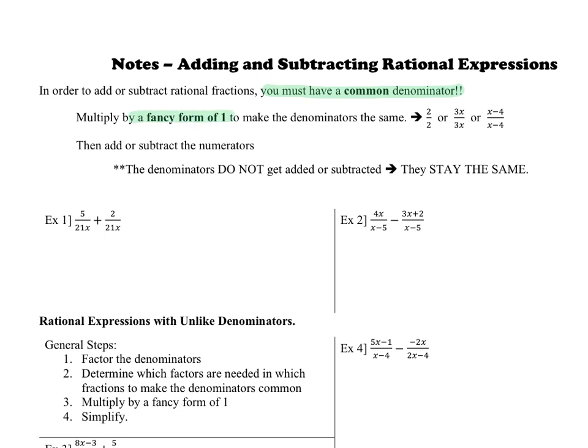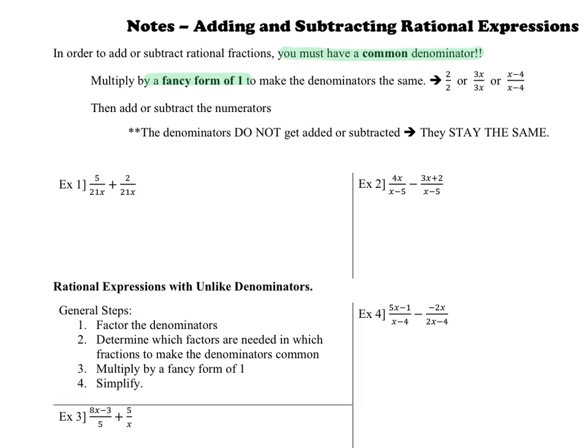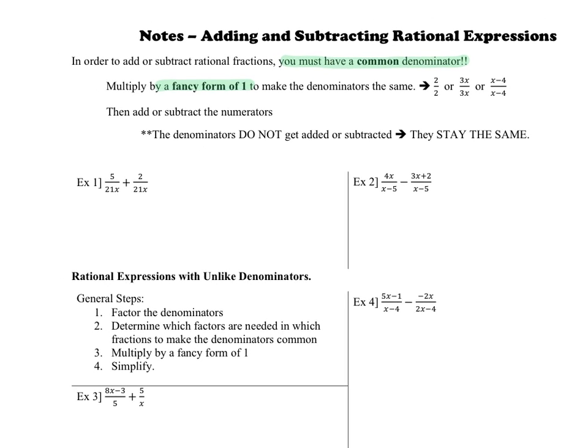So what that means is basically anything over itself. So you've got a few examples here, like 2 over 2, 3x over 3x, x minus 4 over x minus 4. All of those simplify down to a 1. And when you multiply by 1, you're not really changing anything. So after you get the denominators to be the same, then you add or subtract the numerators. Now remember, when you add or subtract, you do not add or subtract the denominators. They must stay the same.